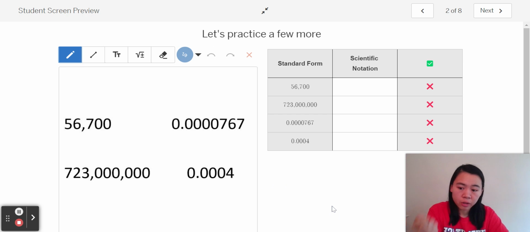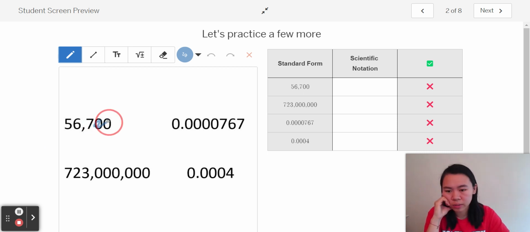In our notes, the very first step is that we want to move the decimal place to create a number between 1 and 10. Okay, and the pro of scientific notation is that it gets rid of the string of zeros, the tail of zeros. So if we have this first number, 56,700, we're really trying to get rid of these zeros to make it easier to read and write.